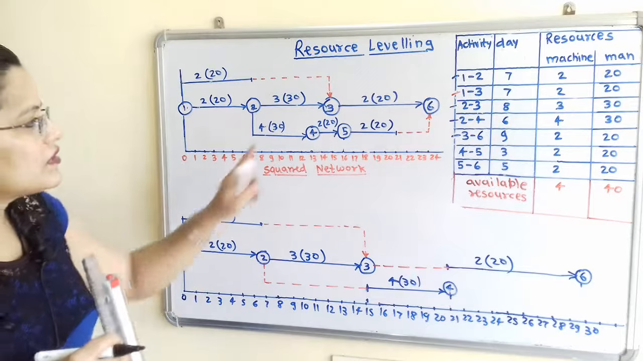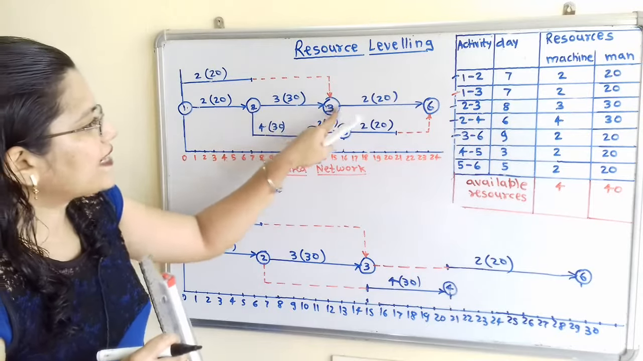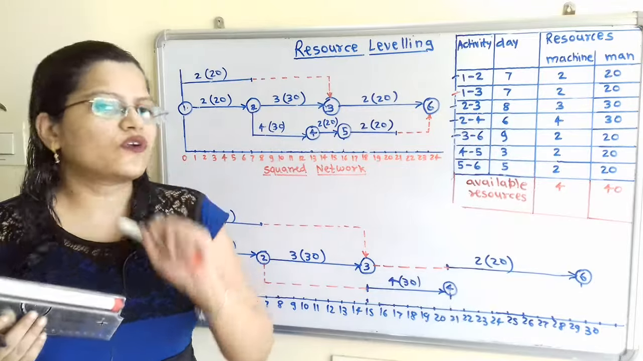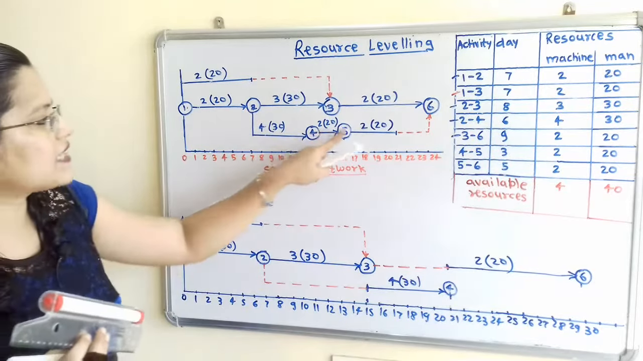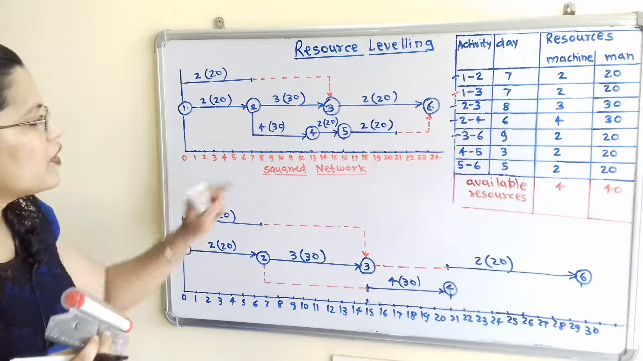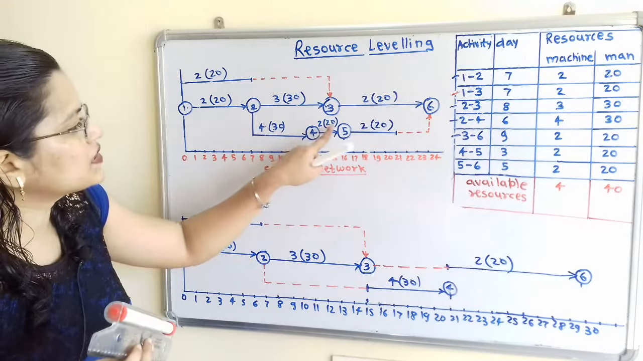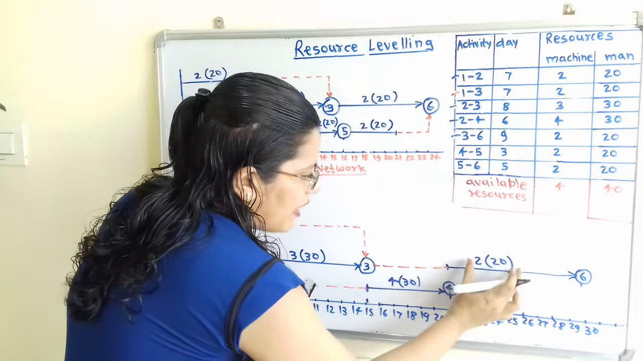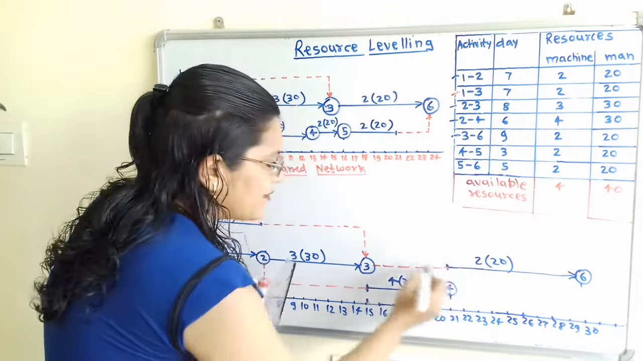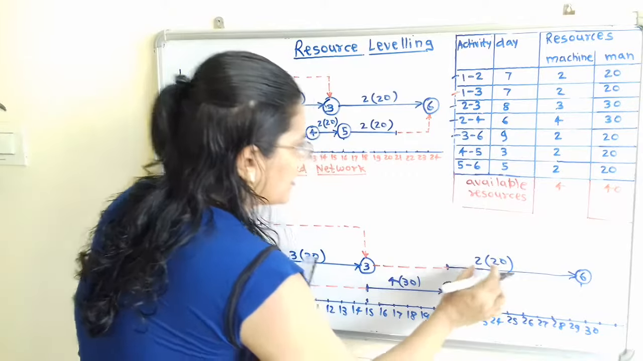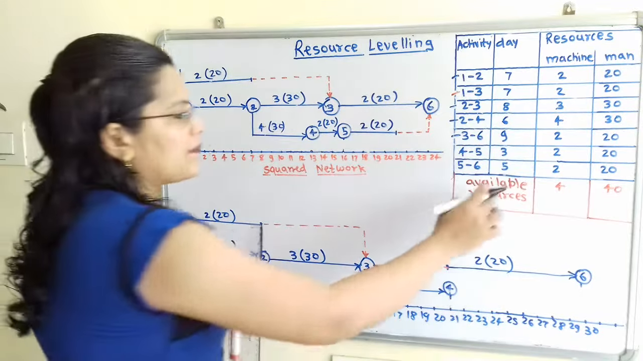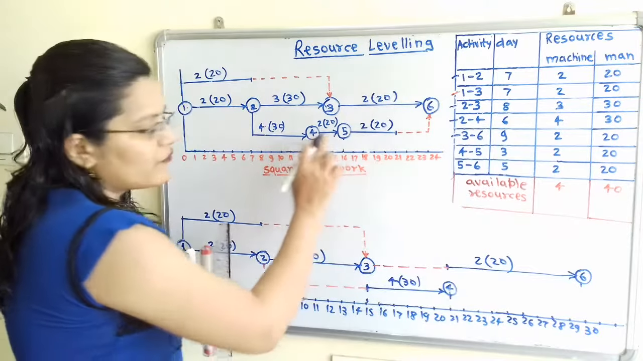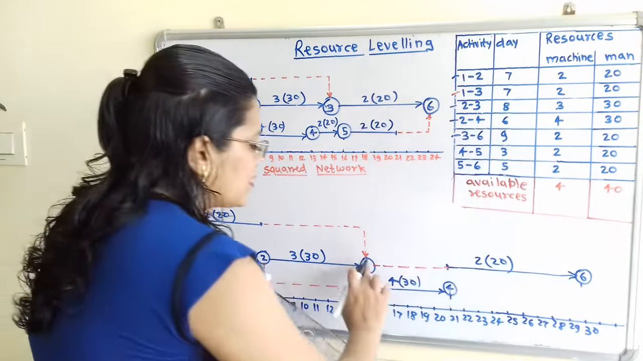Now we will move next, because this activity started from this node 3. Now after that node 4 is there. So which activity started, that is 4 to 5. So for this 4 to 5, 2 machines and 20 men are required. So here after engaging in the activity 3 to 6, 2 and 20, remaining machines and men are 2 and 20. So we can complete this activity 4 to 5 simultaneously with 3 to 6.